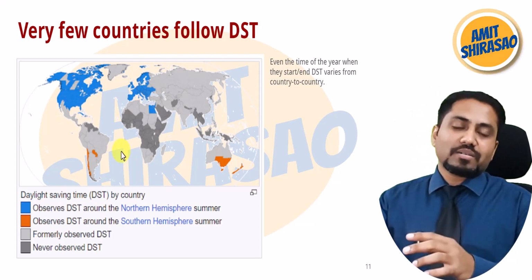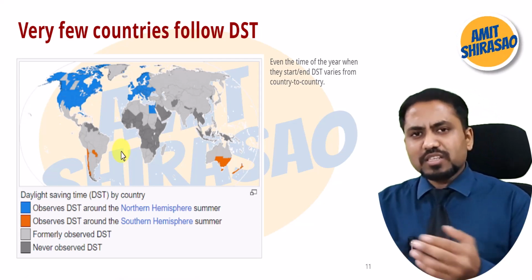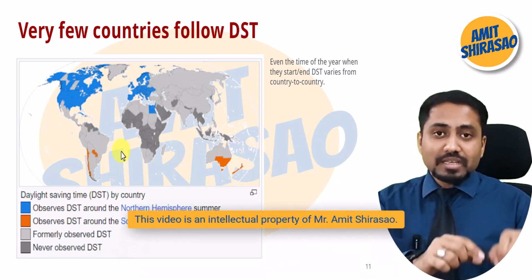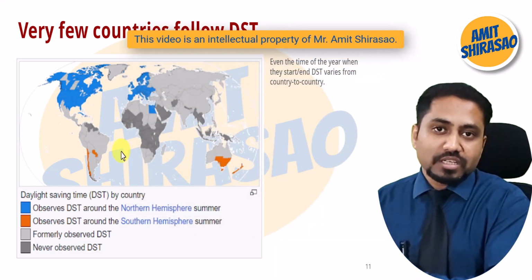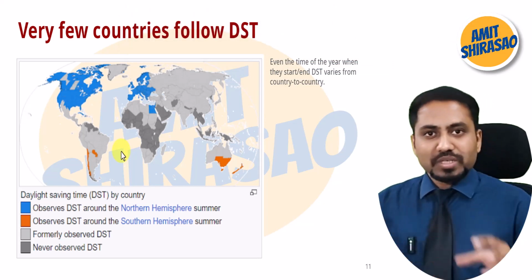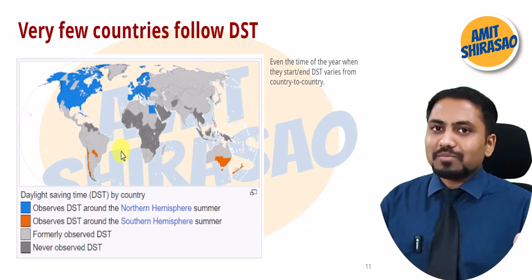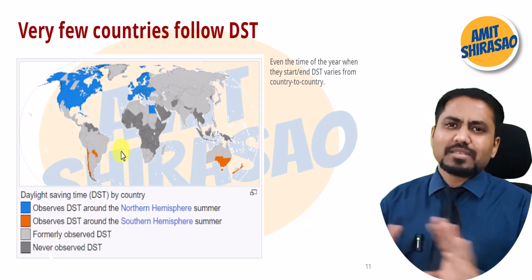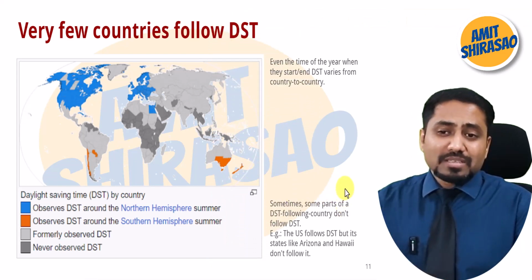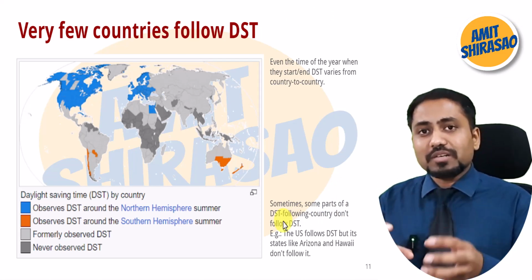And we will also revert the time, means move the clock to the original position during the winter, Australia says. But the day when they do this is different than the day when the US reverts back their clocks during the winter. So they both do it during the winter, but the days are different. Again, this whole concept of time zone, DST, everything is very political, nothing scientific about it. Then the next thing is, sometimes some parts of a country follow daylight saving and some part within the same country doesn't follow it.